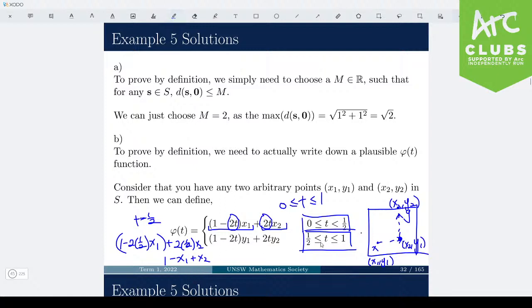Okay. And then similarly from half to 1, same thing, but now we're moving up. And again, we choose 2t rather than just t because t only goes from half to 1. Okay.